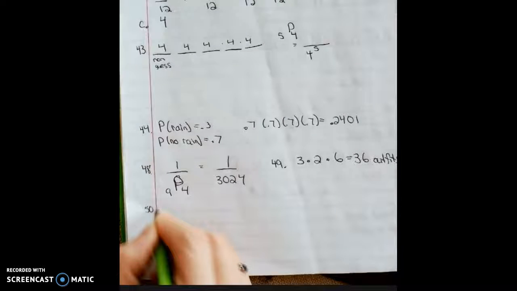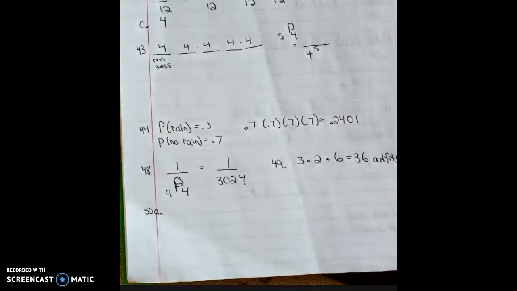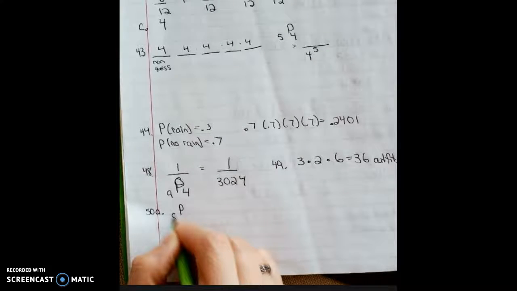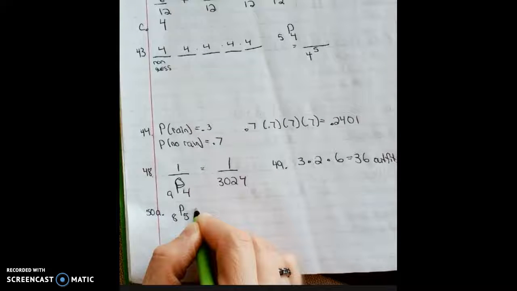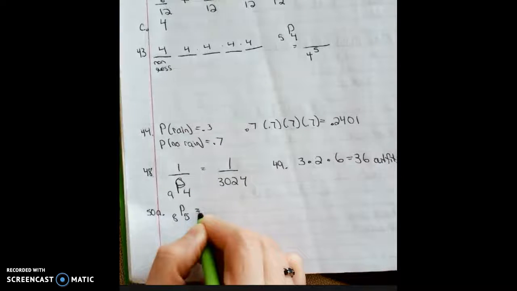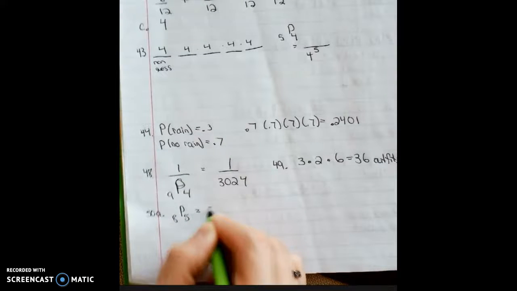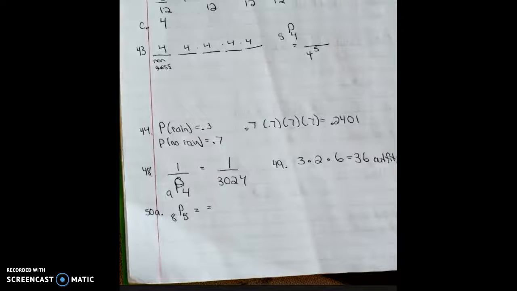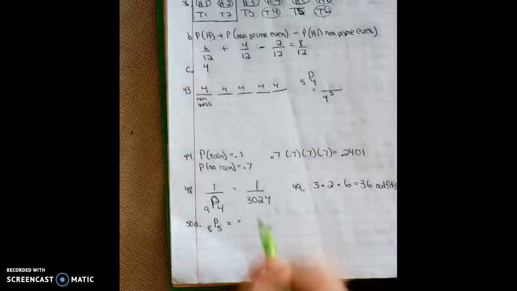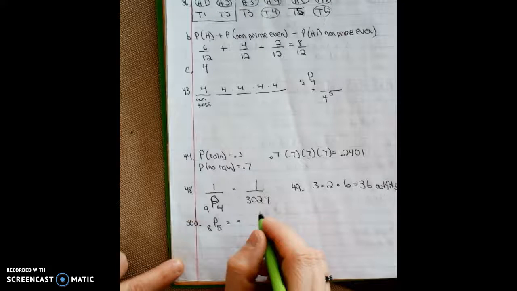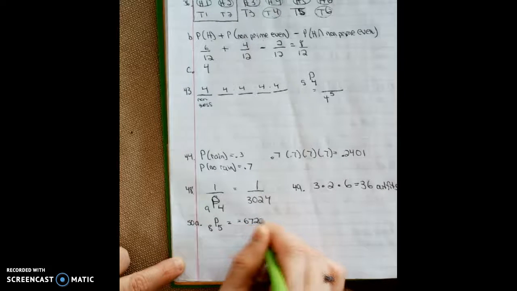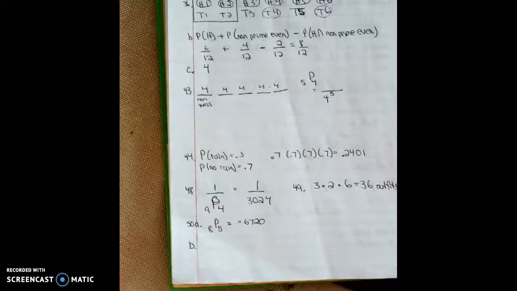Question number 50. How many ways are there for him to file his papers by subject in different folders? So we've got 8 different colors, but all we need are 5 colors. Alright, 8P5, we end up with 6,720. Question B wants to know how many ways are there for Philip to order his 5 subject folders.